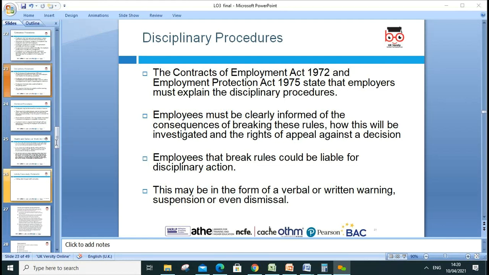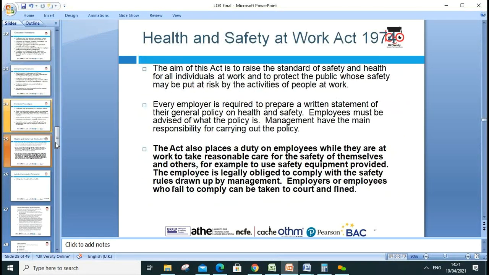We can't discriminate based on race, color, or belief. We should give equal opportunities. But unfortunately, discrimination carries on happening, but by law, everyone is equal. So that should be protected. Okay, then we have the Health and Safety Act 1974. Which year? 1974 Health and Safety Act.